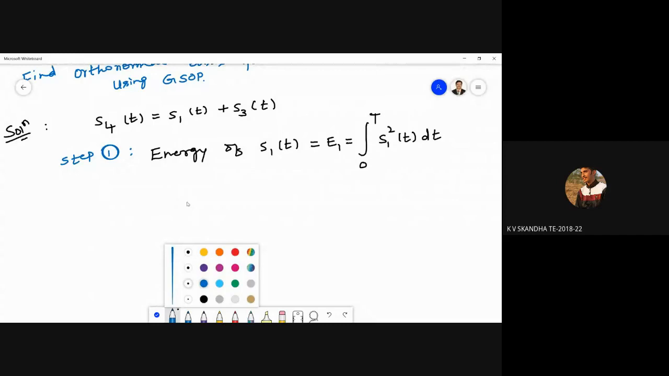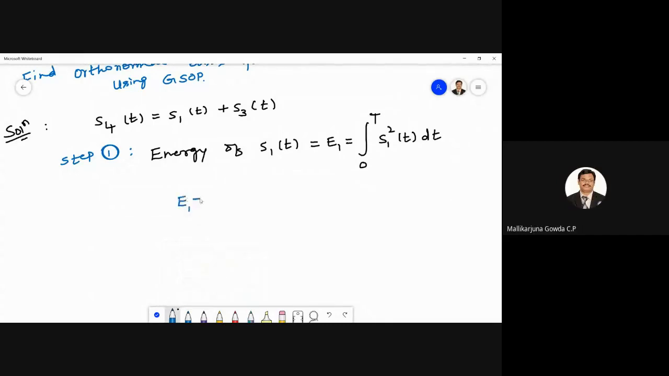Yes, S1 of t exists over what interval? 0 to T. So now the limit has to be changed to 0 to T by 3, right? So 0 to T by 3. What is the value of S1 of t over the interval 0 to T by 3? It is 1, so you can write 1 squared dt.